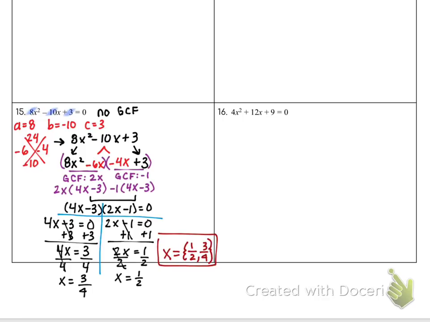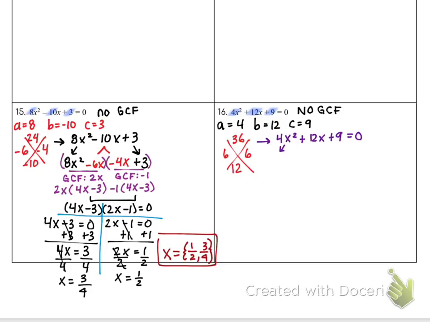All right, last one. Here again, there's no GCF, so just label A, B, and C. So A times C is 36, 4 times 9. Has to add up to 12. Well, 6 times 6 is 36, and 6 plus 6 is 12. So we're going to rewrite the equation, drop the first one, split the middle two up, and drop the last one. Put parentheses. GCF here, they both go into 2 again, so we can take out a 2, and then they both have an x.